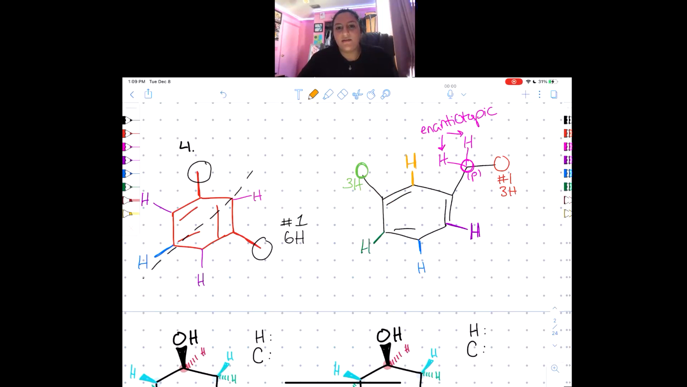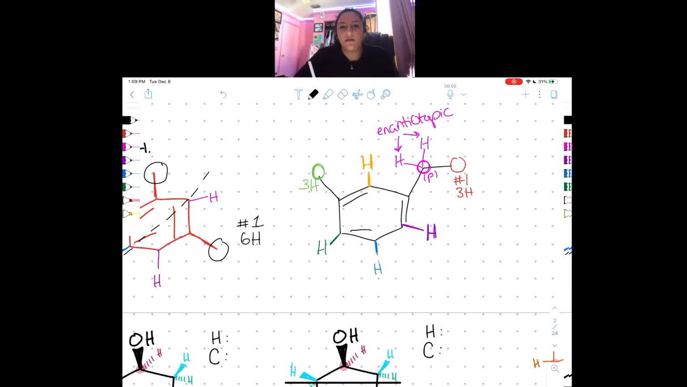Last but not least, we have that orange hydrogen. So all together, how many hydrogen signals are there? 7. All right. And so now we're going to go back through and count carbons.